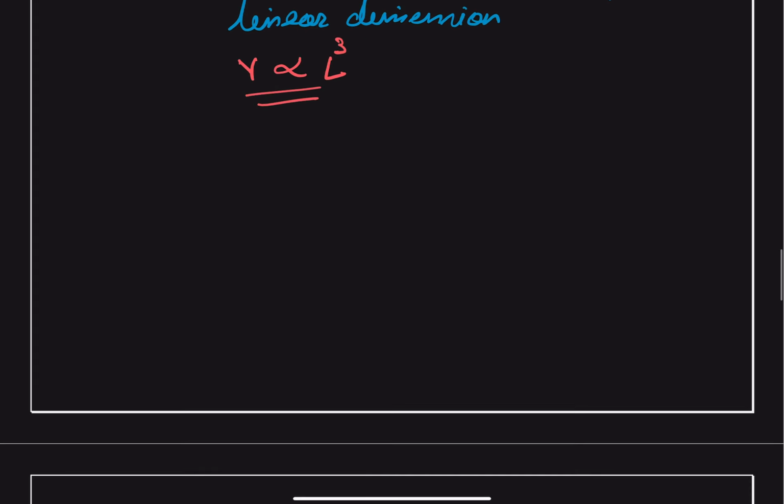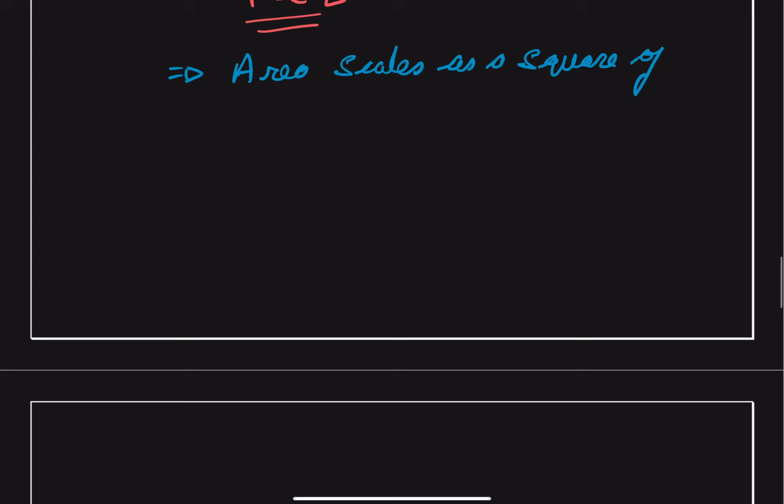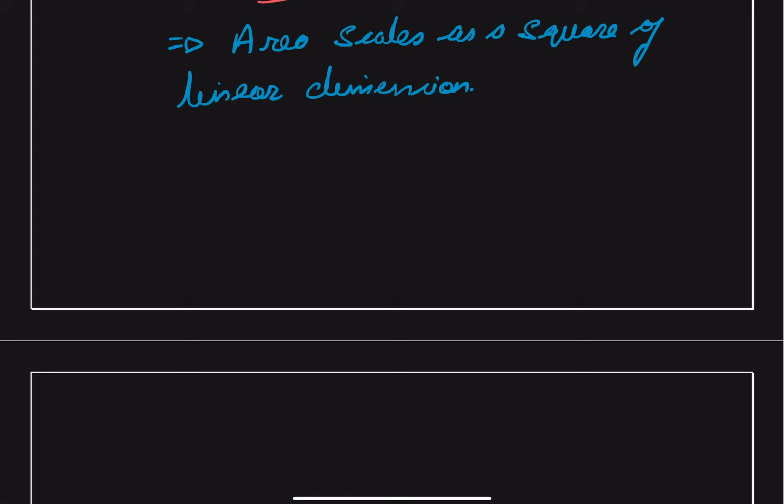Similarly, we can write that our area scales as the square of the linear dimension. Area means cross-sectional area. Therefore, A is directly proportional to L square.